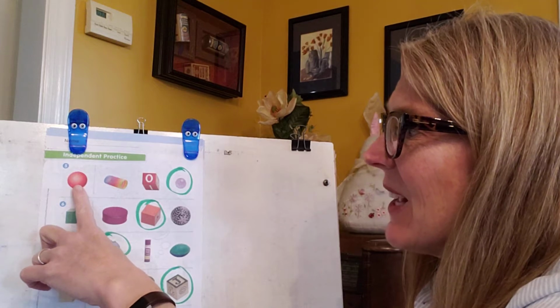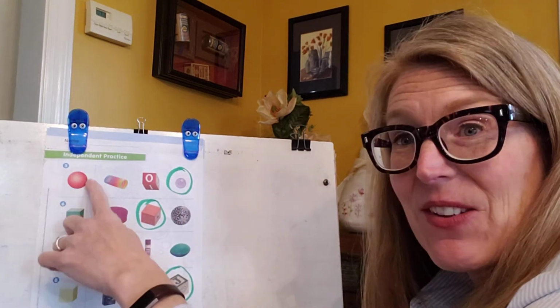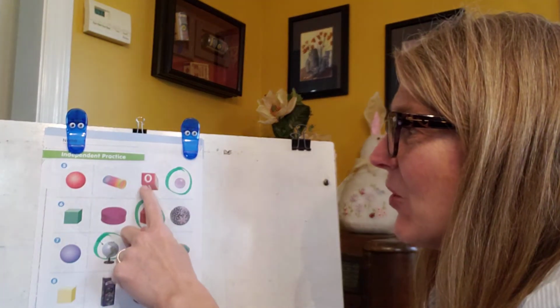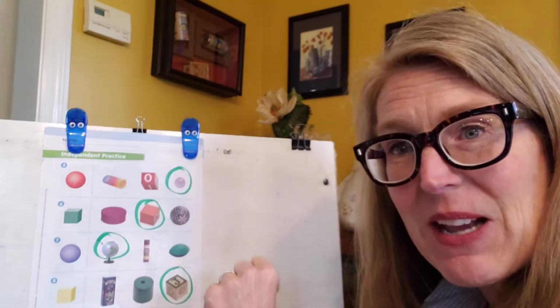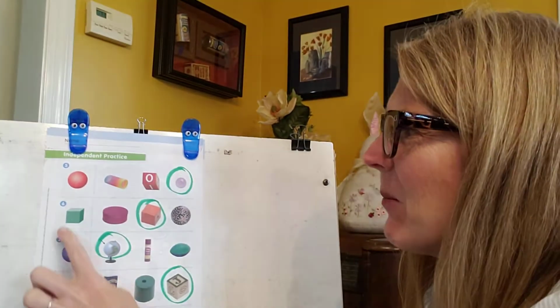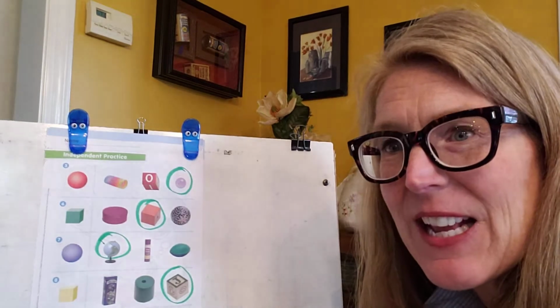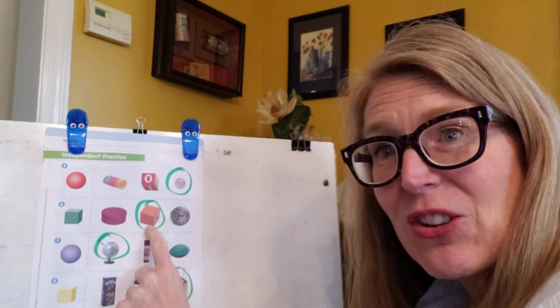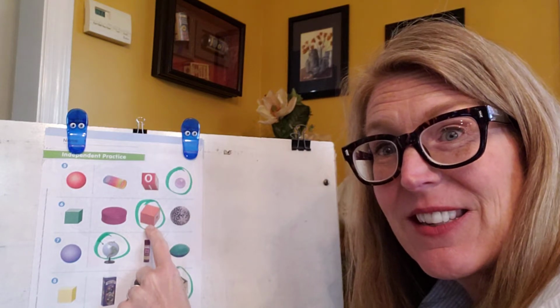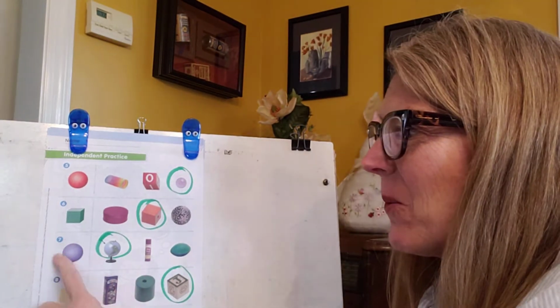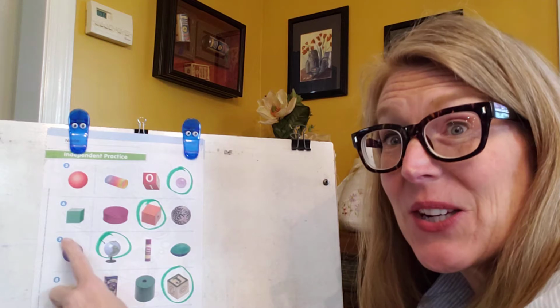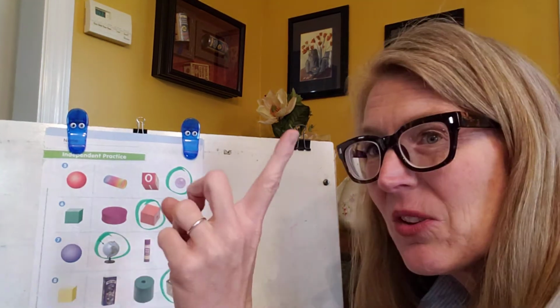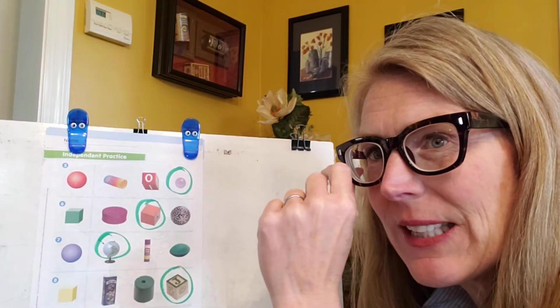We have a sphere, right? Let's look at our shapes. Did you circle the matching shape? Good job. Okay, we had a cube. Did you find the matching shape, the matching solid? Good job. We had a sphere. Did you find it? It was a little tricky.